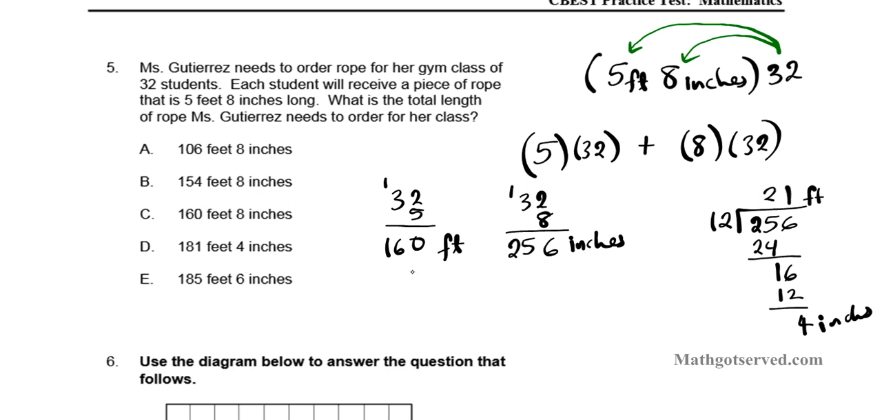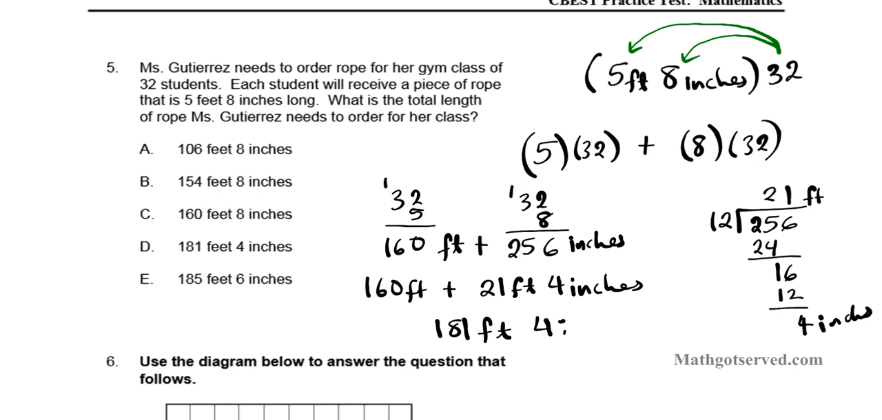So what I'm going to do is add the 21. So this plus this is the same thing as 160 feet plus 21 feet 4 inches. All right. If I add the feet together, I'll have 181 feet and 4 inches. All right. So don't forget to distribute what you're multiplying by into the 2 units of measure. So our final answer is option D.